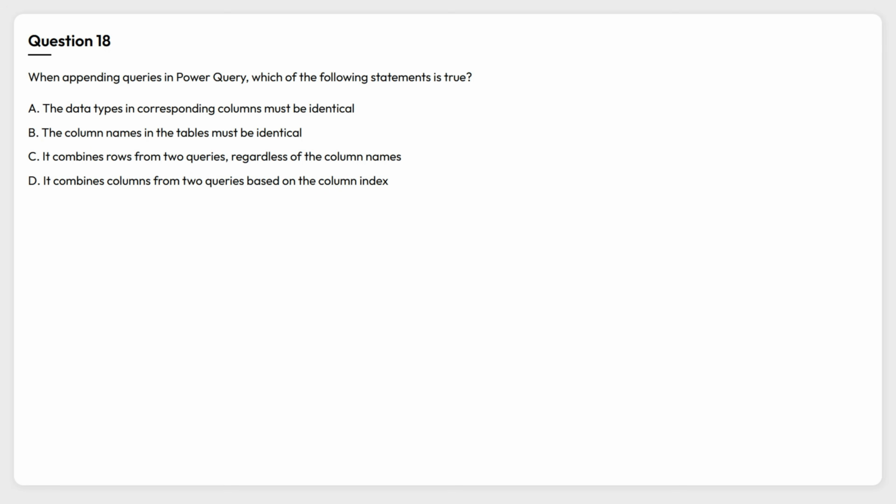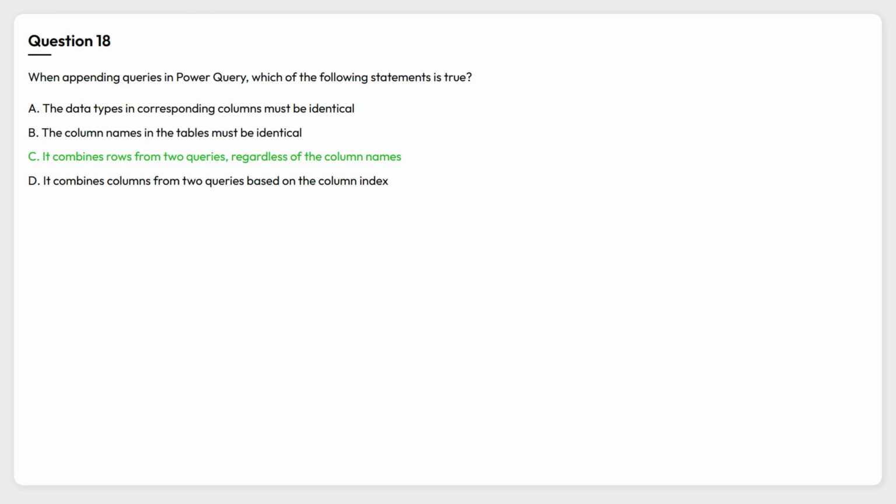Number 18. When appending queries in Power Query, which of the following statements is true? Option A. The data types in corresponding columns must be identical. Option B. The column names in the tables must be identical. Option C. It combines rows from two queries regardless of the column names. Option D. It combines columns from two queries based on the column index.